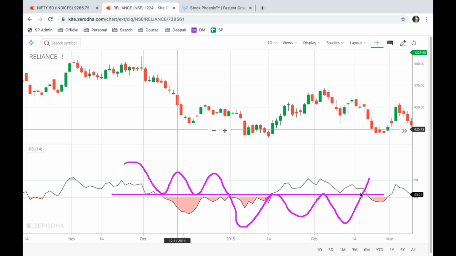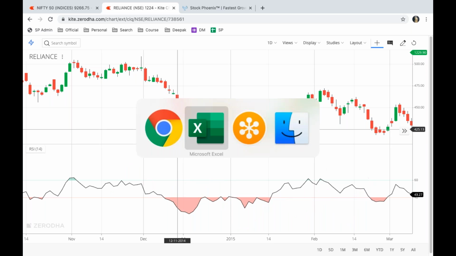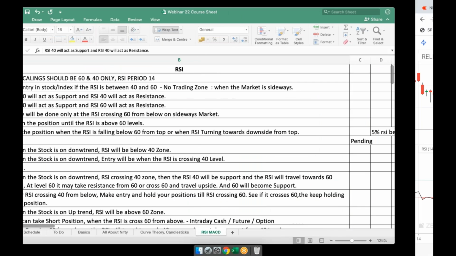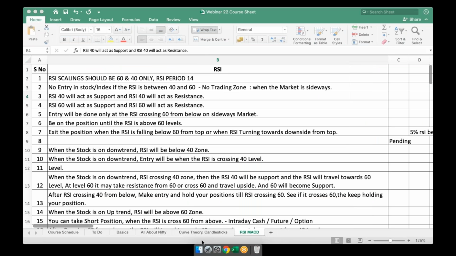If it is breaking, this is our entry point. We don't make an entry here. Ideally, you can short here, but what is the point of shorting a stock at this level after a big crash? So the definition is RSI 40 will act as a support, and RSI 40 will act as a resistance.